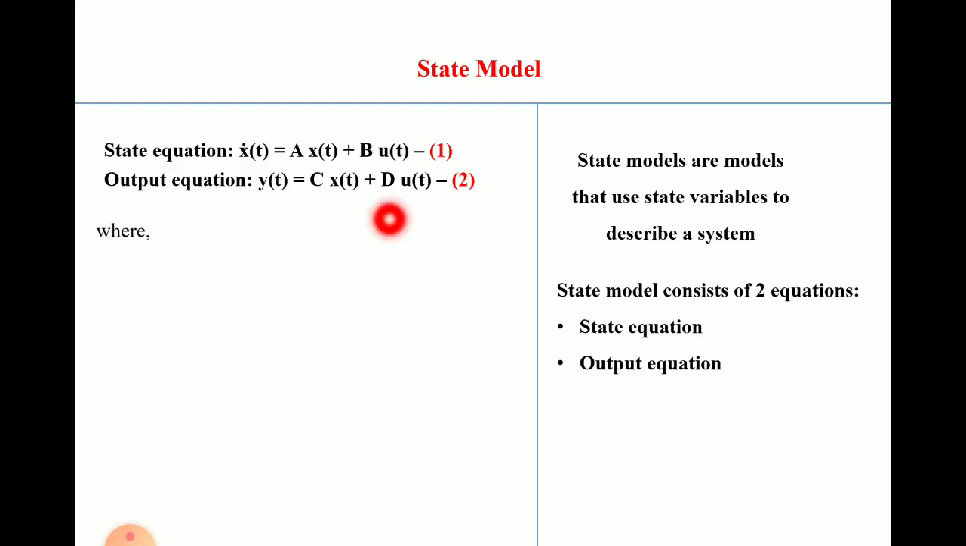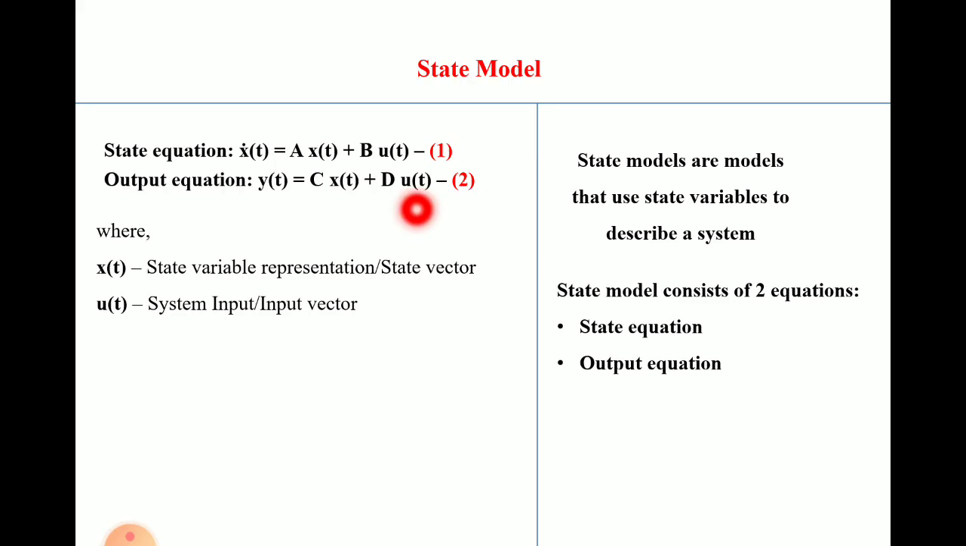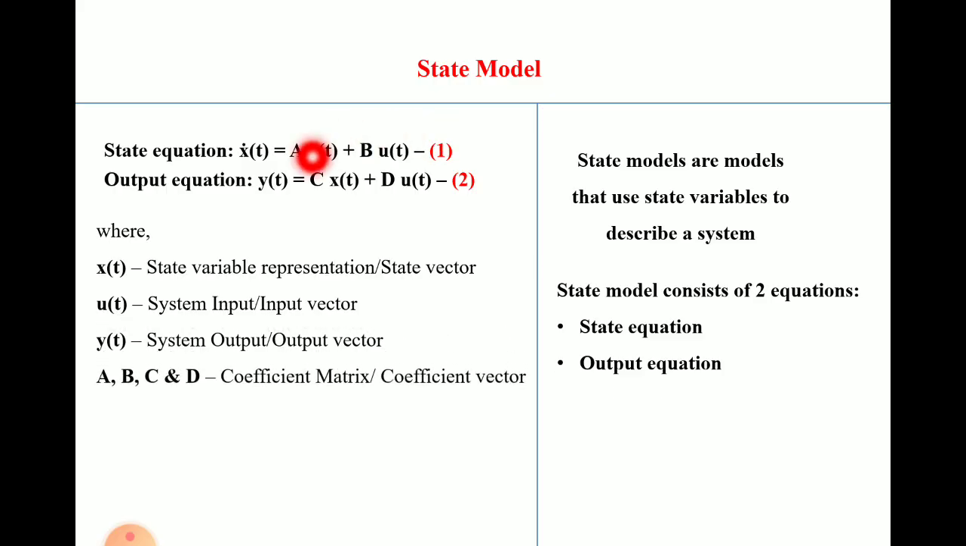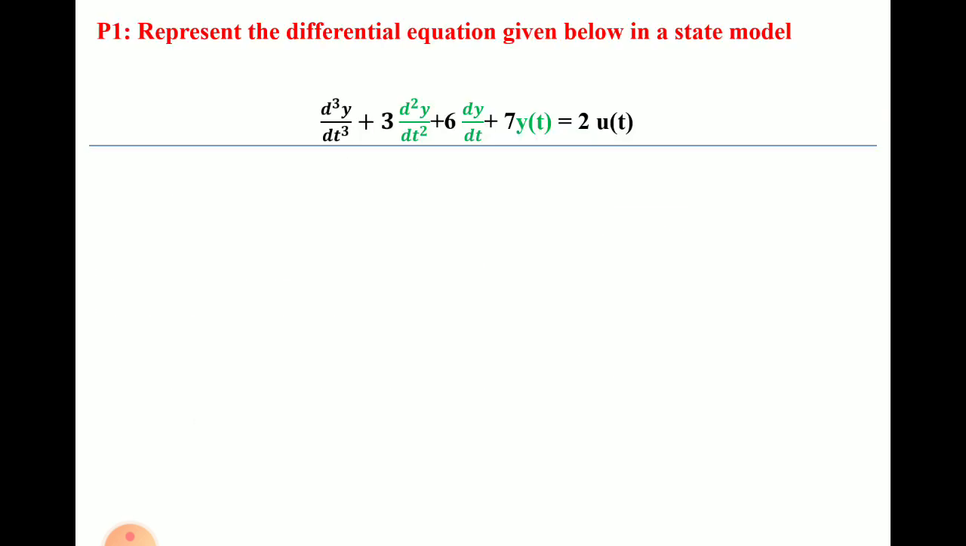Here, x of t is the state variable representation, u of t is the system input, y of t is the system output, A, B, C and D are coefficient matrices, and x dot of t is the differentiation of x of t, that is d by dt of x of t. With this information, we will solve a problem on the same. We will quickly go through the problem statement.